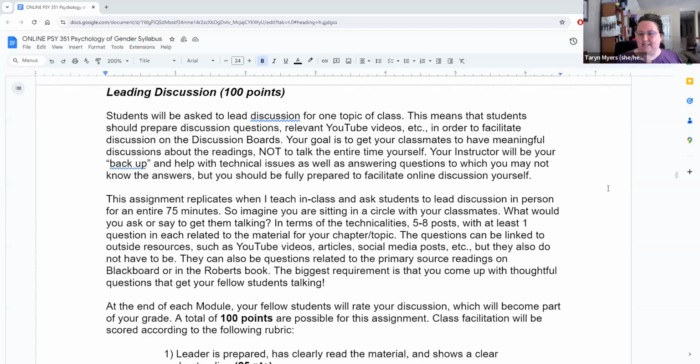So what I say is 5 to 8 posts, and they can be anything. So you can link articles, YouTube videos, news stories, social media posts. You can just ask questions about specific passages of the readings. They can be the primary sources, it can be the Roberts book. And the biggest thing is you want to get your fellow classmates talking.